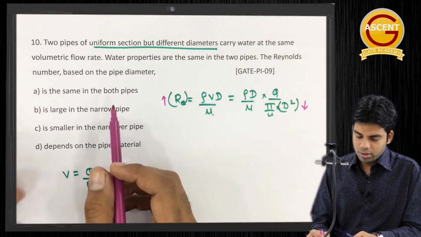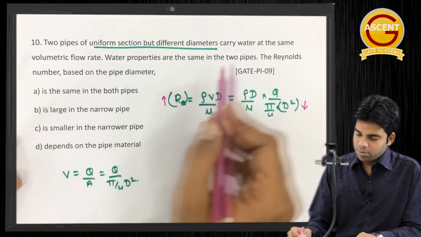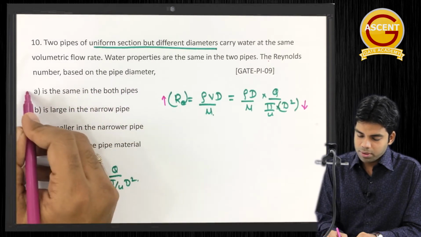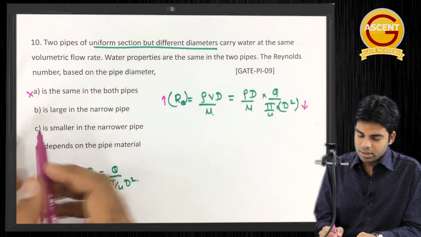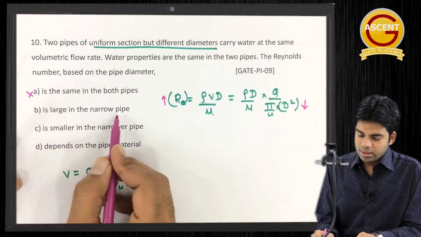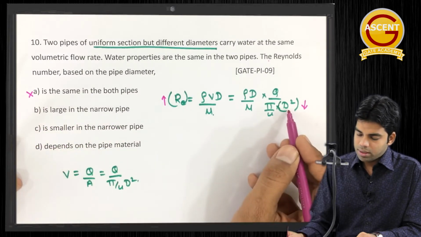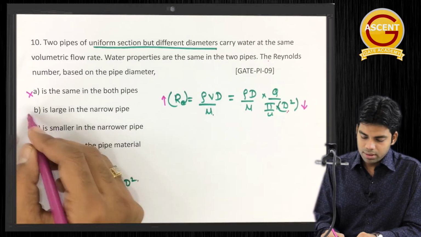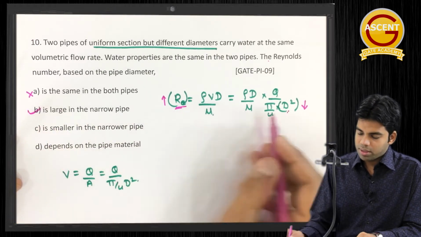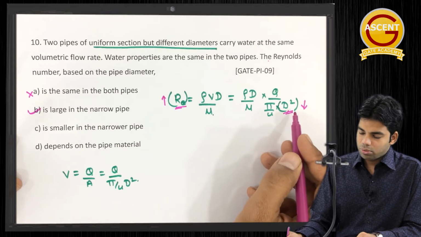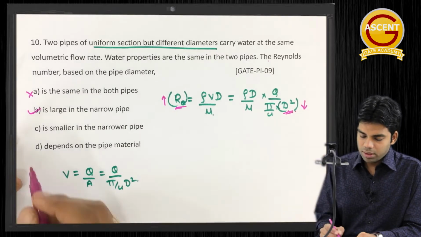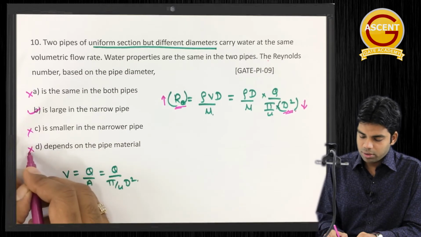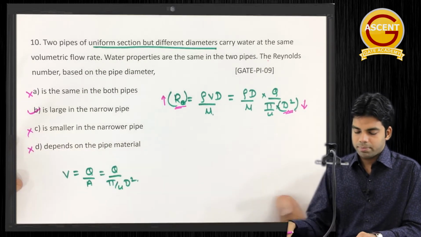Okay, so just look at the options. The Reynolds number based on the pipe diameter is same in both pipes? No, because diameter is different. Is large in narrow pipe? Yes, because this Reynolds number is inversely proportional to D square, so less is the diameter, more will be the Reynolds number. Is it smaller in narrower pipe? No. Depends on pipe material? No. Okay, so answer should be B. Clear or not?